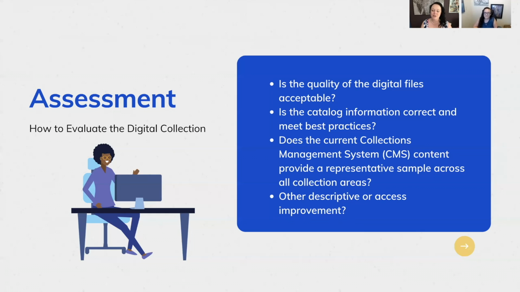Then think about, does the current collection management system content provide a representative sample across all collection areas? For many of us, especially if we're working with grant-funded projects, it's sort of piecemeal in terms of what collections get more or less representation. So where are there collection areas that maybe haven't received that attention, and address those. And then, of course, are there any other descriptive or access points of improvement you can make, whether that is the content itself or the way you're delivering, managing, storing it, etc.?